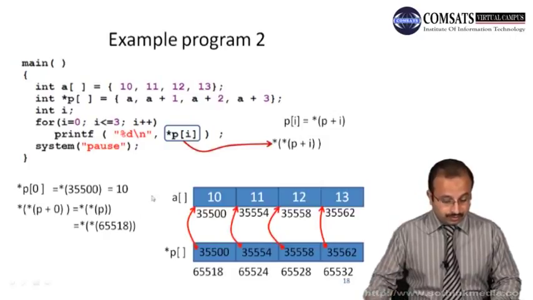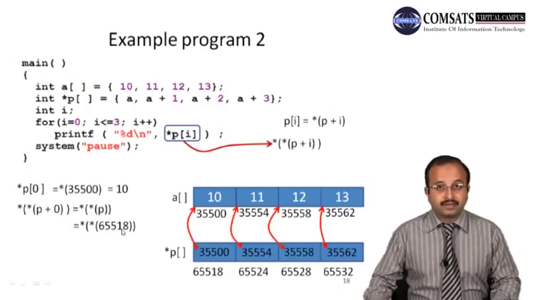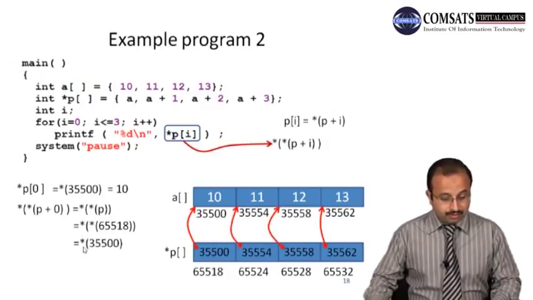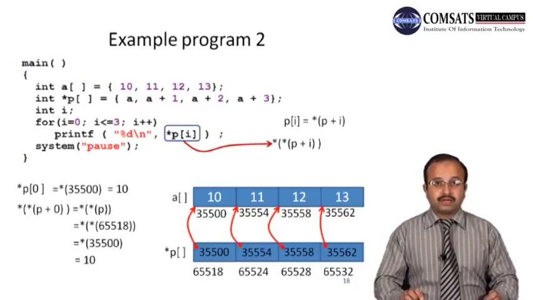So first you solve the inner expression inside this star, that is *65518, you can read it as the value at 65518. So what is the value at address 65518? That is 35500. So it will become like this. Then you can read it out, value at address 35500. So what is that value? That value is 10. So you can write 10.